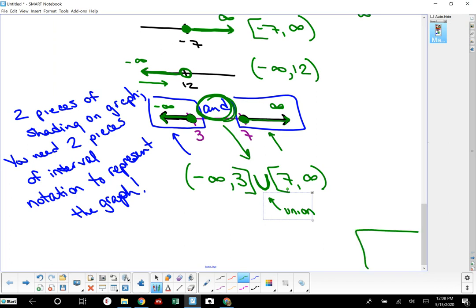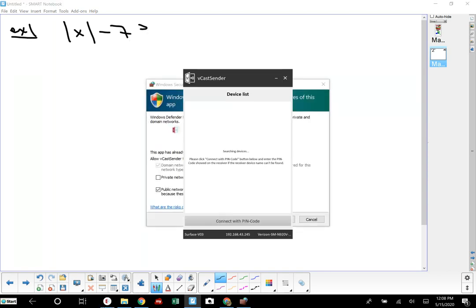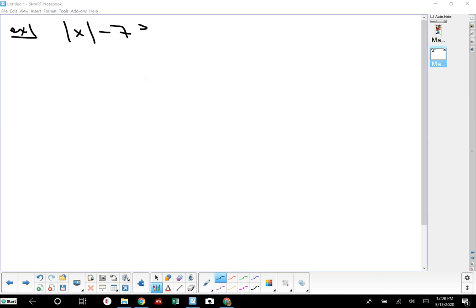Okay, next page. First, make sure if you're done with a page or not, you're at 1.5. And we're going to go forward and do another example. Okay, so let's look at this one. Absolute value of x minus 7 is greater than or equal to -4.